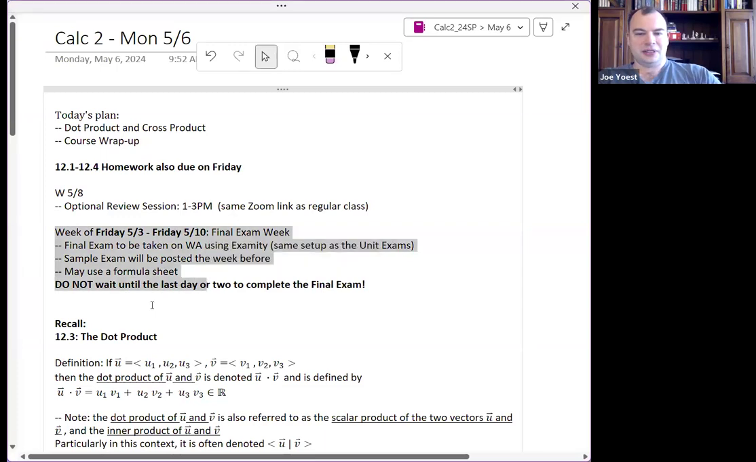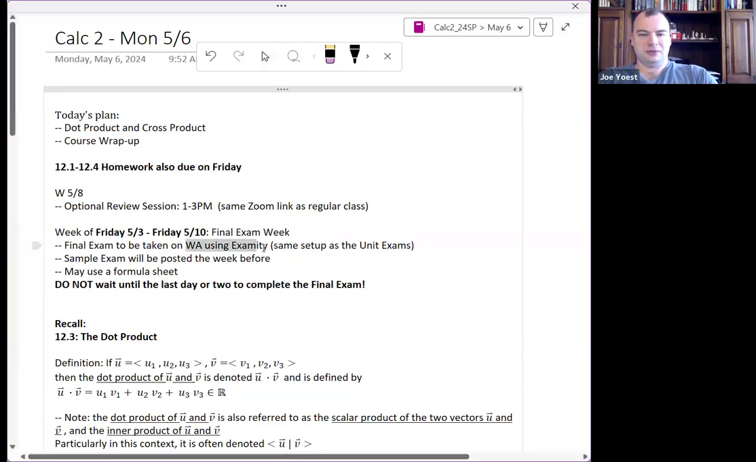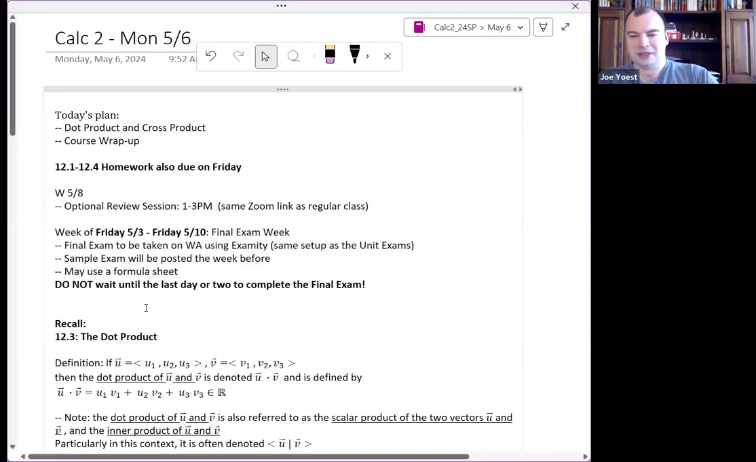And then this week, the final exam has been posted since Friday. It's been available. It's to be taken on WebAssign using Examity, same setup as the unit exams. Sample exam has been available for a while now. You can use a formula sheet, just a standard size piece of paper front and back. You can put formulas, notes, anything like that you want on it.